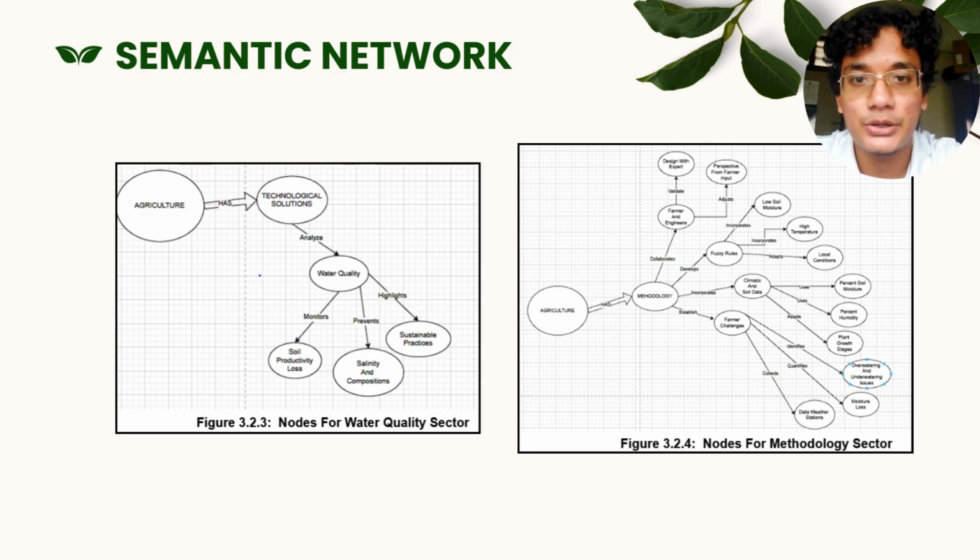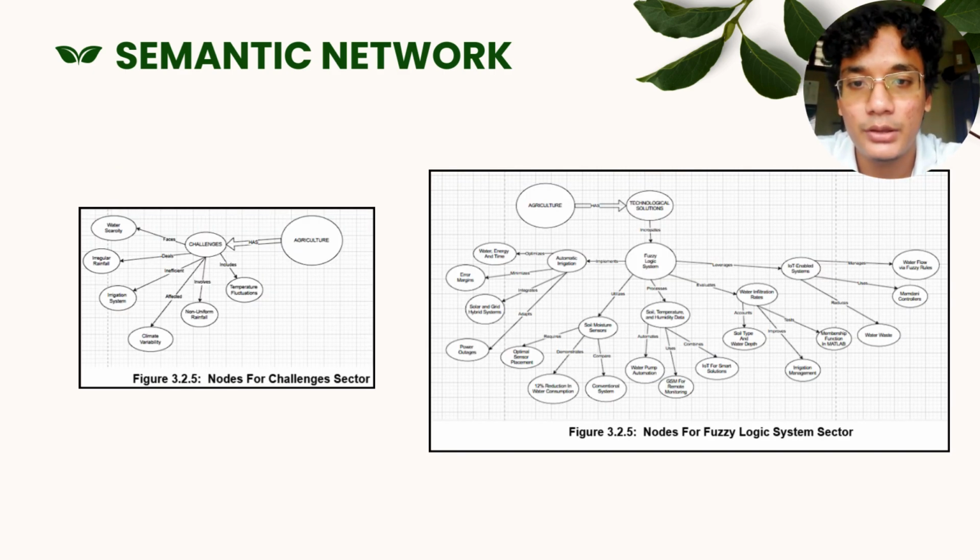This is also the semantic network for the technological side, to analyze water quality, with the nodes for the quality sector and the nodes for the methodology sector. And down here we have the semantic network nodes for the challenges of the sector and the nodes for the fuzzy logic system sector.